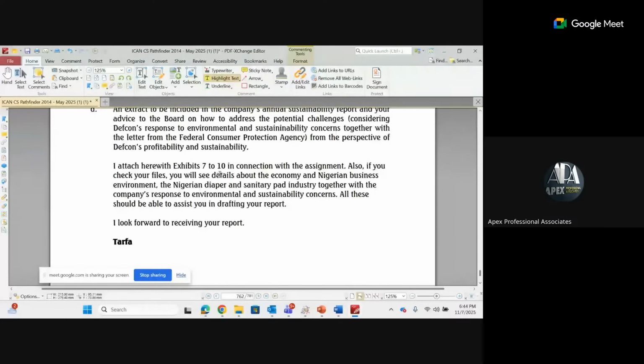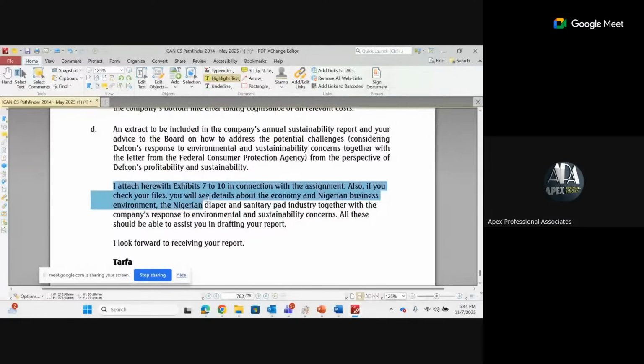Okay, we did not finish reading this. I attach here with Exhibits 7 to 10 in connection with the assignments. Also, if you check your files, you will see details about the economy and the Nigerian business environment. It's talking about the present information. So it's just presenting it this way to make it look like a real business scenario, you understand? The Nigeria diaper and sanitary pad industry, together with the company's response to environmental and sustainability concerns, all this should be able to assist you in drafting your reports.